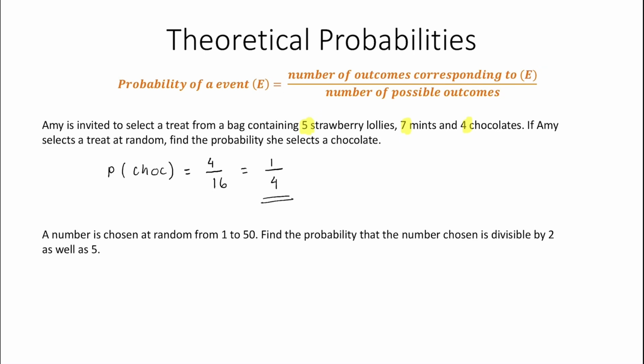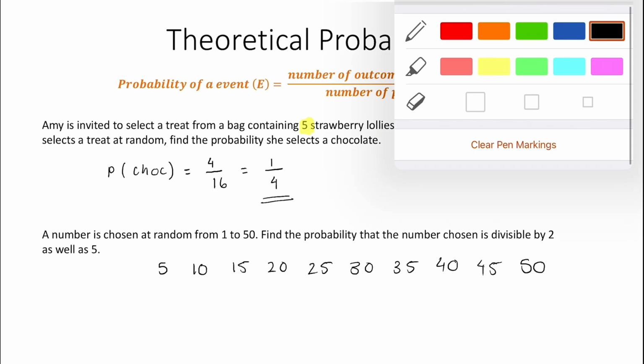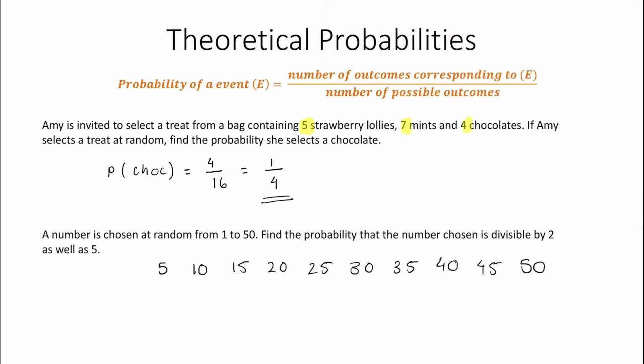So I'm going to write down all of our numbers between 1 and 50 that are divisible by 5. So all of these numbers are divisible by 5, 45 and 50. But this number needs to also be divisible by 2. So what numbers in this set here are divisible by 2? And of course that's all our even numbers.